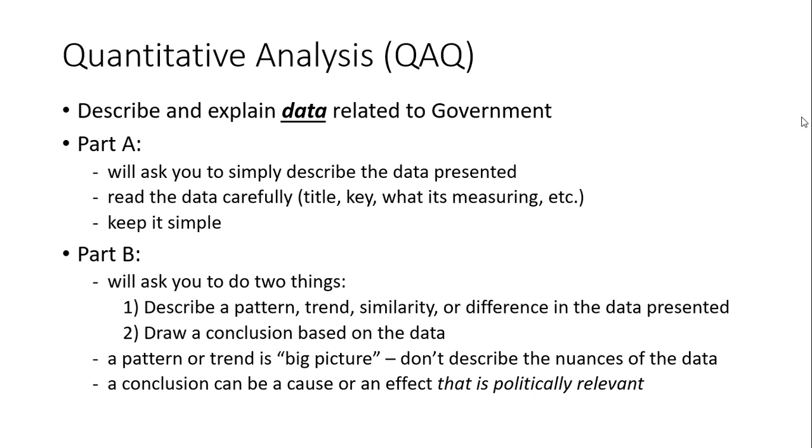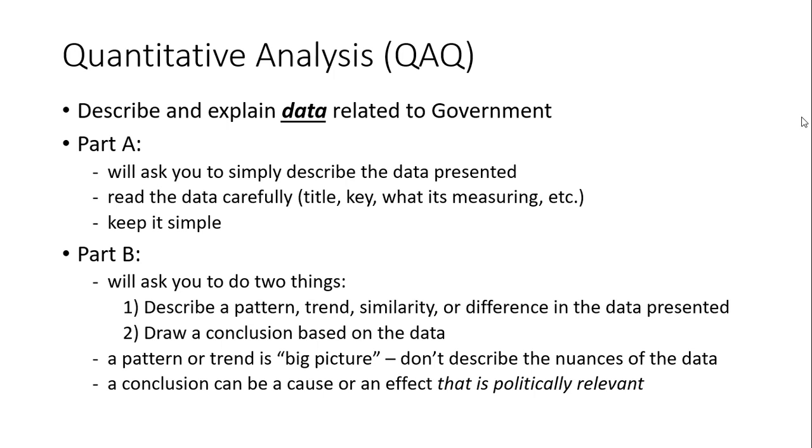Now, Part B is where you do a lot more, and it could be broken into 2 parts. So Part B could become Part B and C. You're asked to do 2 things. First, you're going to describe a pattern or a trend or a similarity or difference in the data presented. Now, you'll see some of these charts, graphs, and data tables have a lot of information in them. So while there might be one main idea or a couple main ideas, when you start to compare the data in them, you can start to see similarities and differences and other patterns and trends. So the first thing you'll do is describe that.